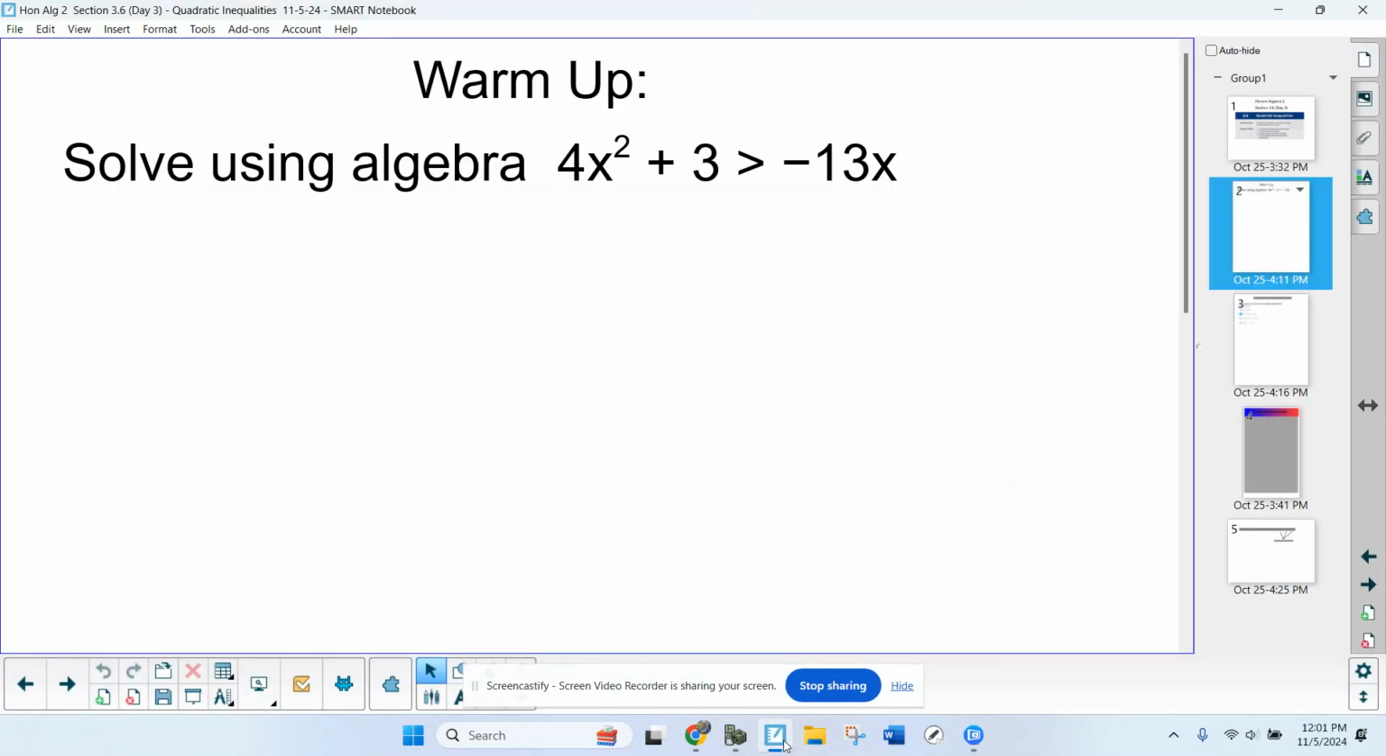Alrighty, let's take a look at our warm-up. Very seldom do I have a warm-up for you guys, but I felt that this was an important one. Of course, Caleb ran out.